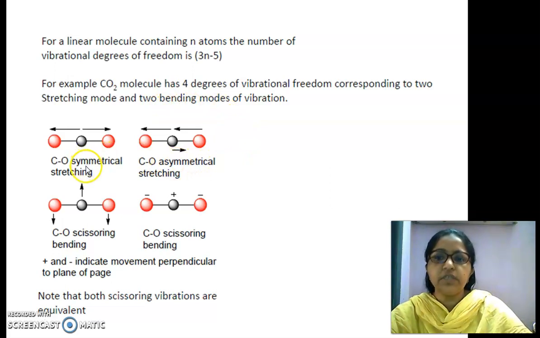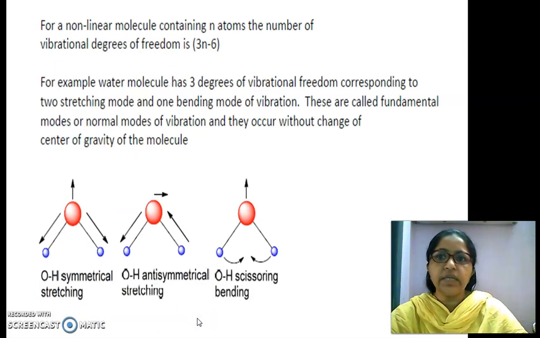Now one stretching mode is the symmetric stretching mode, another stretching mode is the asymmetric stretching mode, and the bending modes are both scissoring, okay, and both are just the same, one moving out of the other. So both the scissoring vibrations are almost equivalent. Now let us go to the next one.